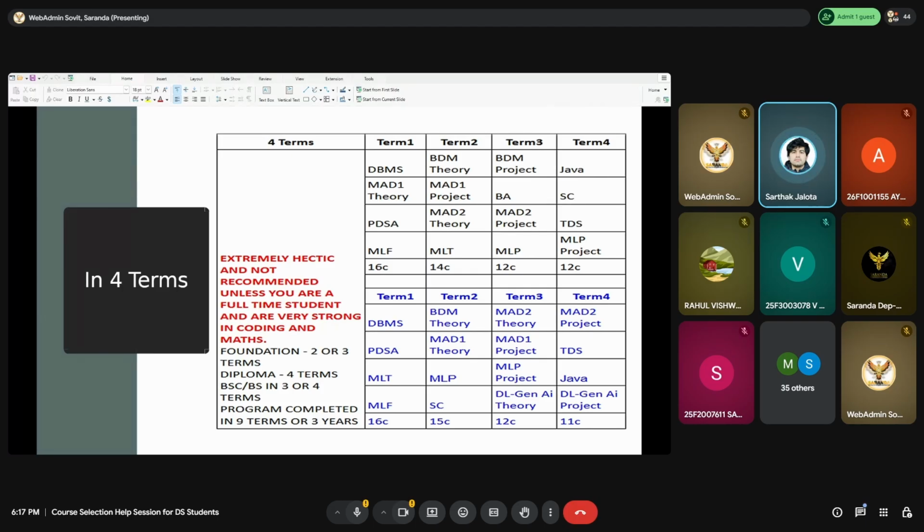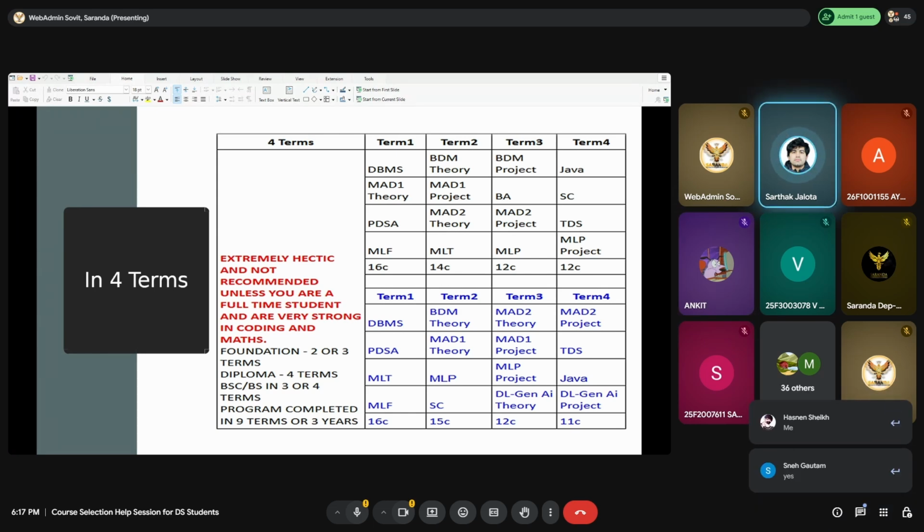Now, anyone here who's going for the DL Gen AI path? Yes. Okay, so in this path, if you are taking four terms, I would personally suggest not to take four terms because it's a very hectic path. I've done DL Gen AI this term, and the course depends a lot on your MLP fundamentals, to say the least. So although I will go through how you can do it in four terms, my personal suggestion would be to take at least five terms if you are going for the DL Gen AI path.